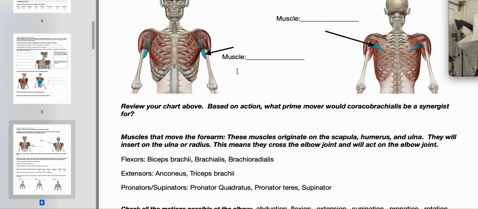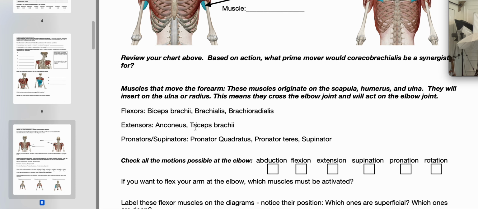You're going to identify a few more muscles here, and I've given you some really helpful information because I've already identified the flexors and extensors and pronators and supinators of the arm. That information has already been given to you. Now you just need to figure out where they are located and how you would identify them.